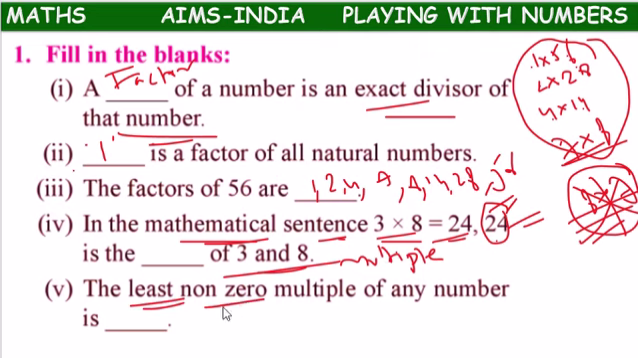The least non-zero multiple of any number is the number itself. Least, because the highest multiple we cannot guess. It does not exist. So the least multiple is the number itself.